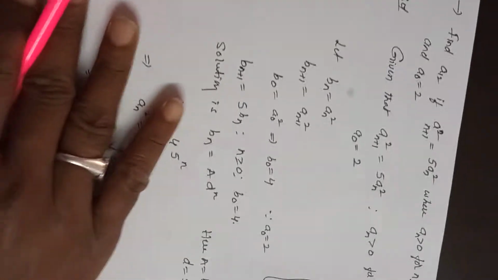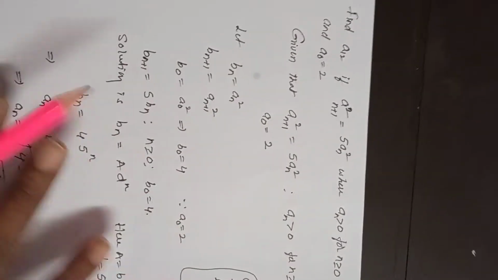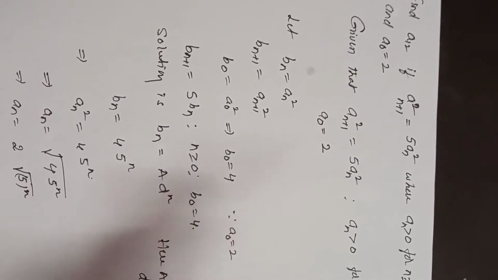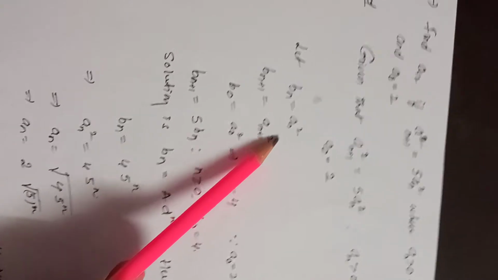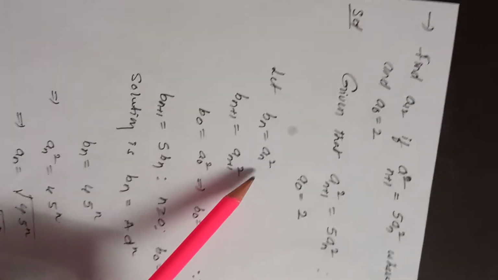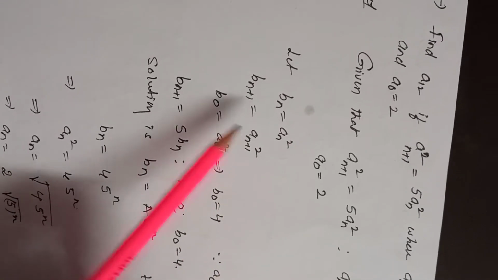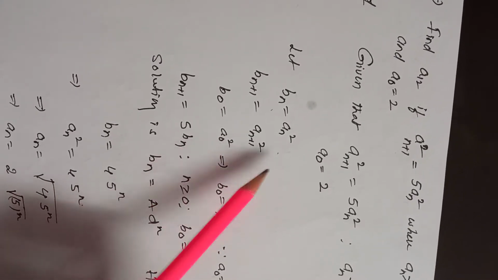Now we have to find a solution of this given recurrence relation. Given that a_{n+1}^2 = 5a_n^2, where a_n > 0 for n greater than or equal to 0. First of all, we are converting the given recurrence relation to a linear recurrence relation. That means we are assuming let b_n = a_n square, so b_{n+1} = a_{n+1} whole square. Now b_0 is equal to what? b_0 is equal to a_0 square.